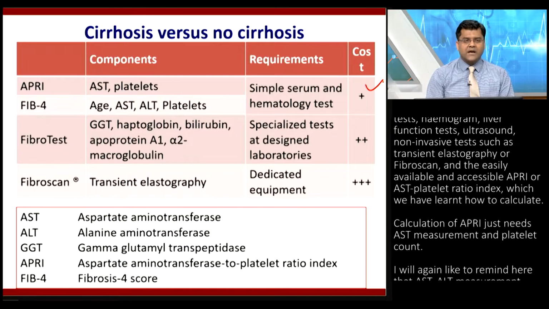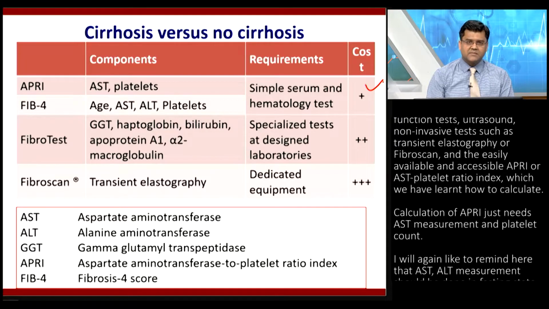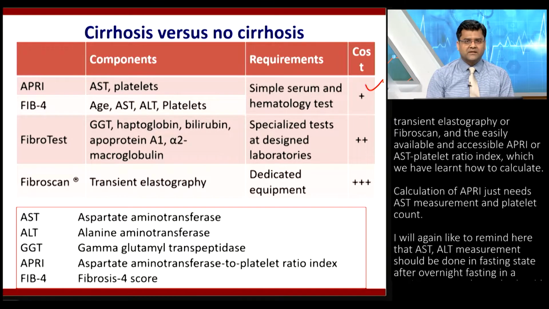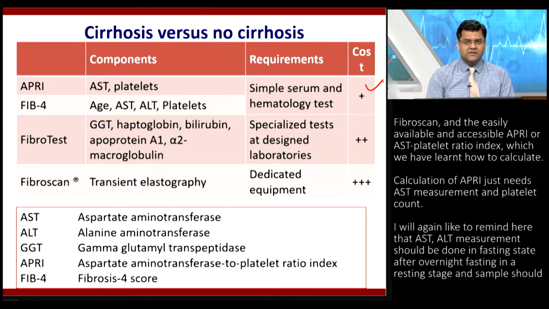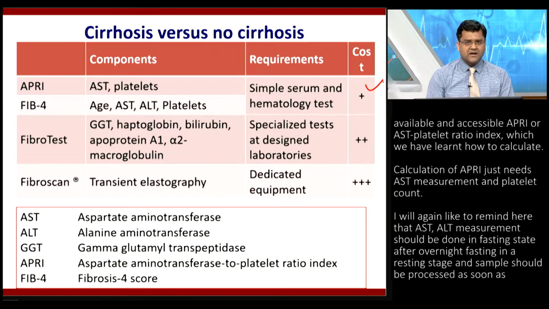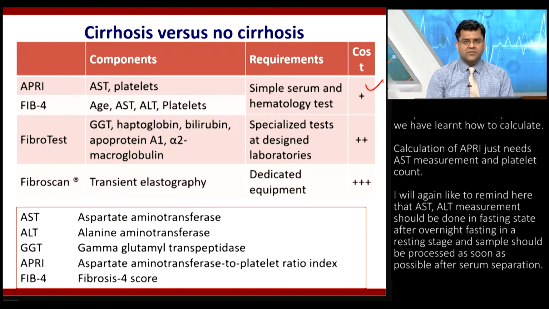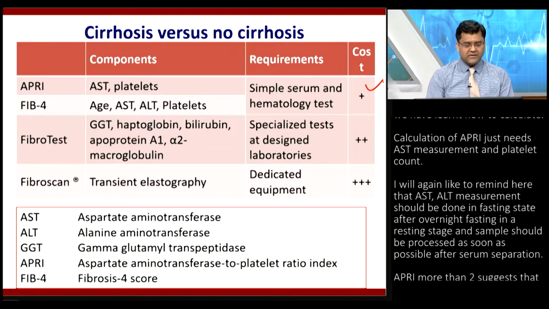The calculation of APRI index just needs AST measurement and platelet count. I would again like to remind here that AST and ALT measurement should be done in a fasting state after overnight fasting, in a resting state, and the sample should be processed as soon as possible after serum separation.